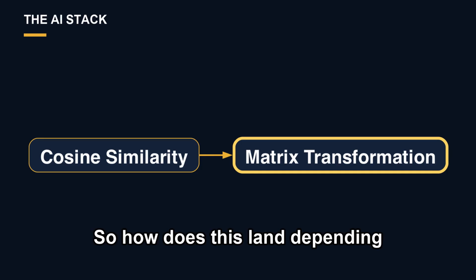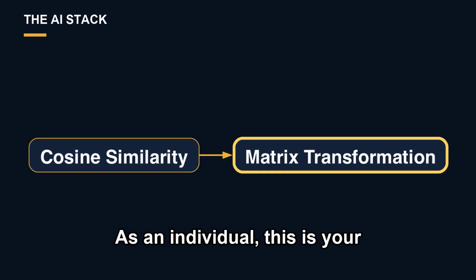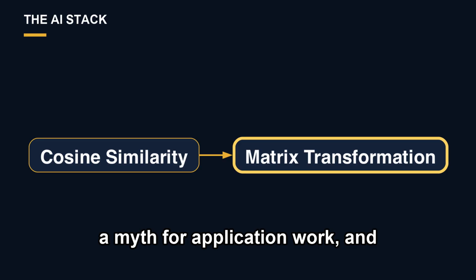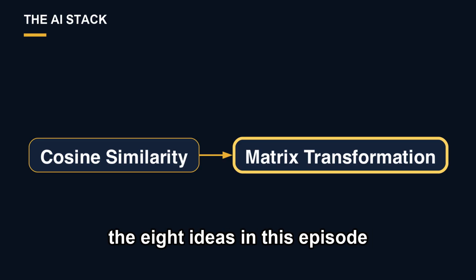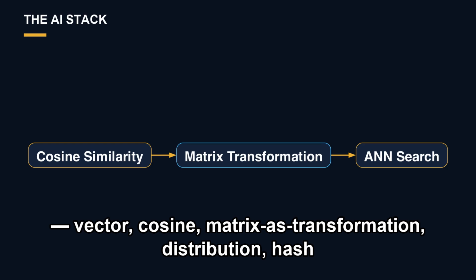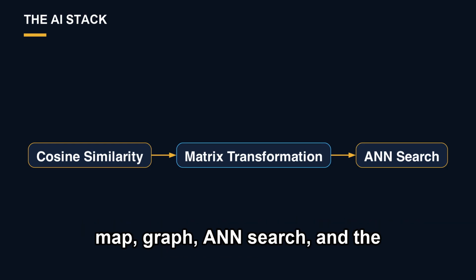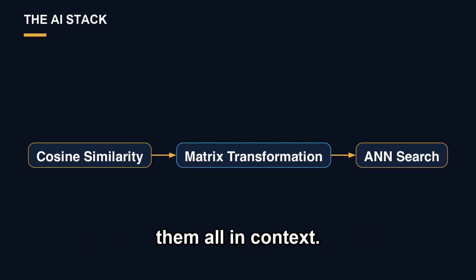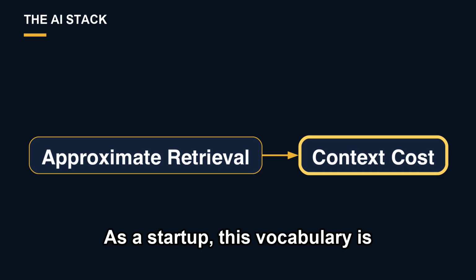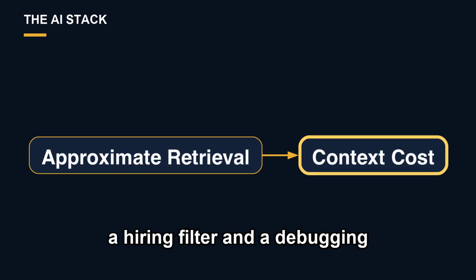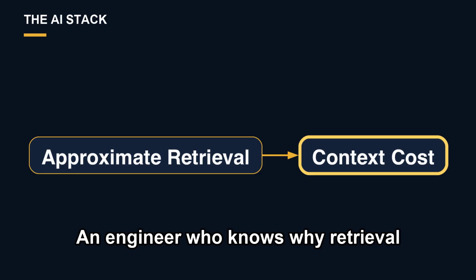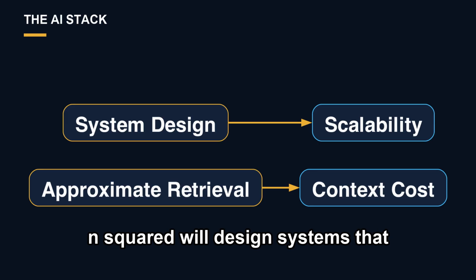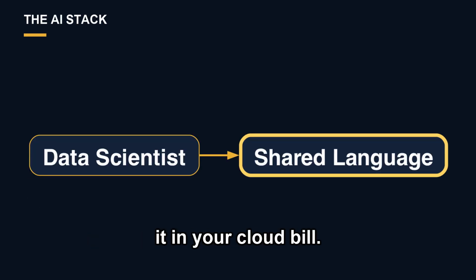So, how does this land depending on who you are? As an individual, this is your permission slip. The math wall is a myth for application work, and the 8 ideas in this episode: vector, cosine, matrix as transformation, distribution, hash map, graph, ANN search, and the n-squared reflex, are learnable in a weekend because you already met them all in context. As a startup, this vocabulary is a hiring filter and a debugging tool. An engineer who knows why retrieval is approximate and why context costs n-squared will design systems that scale. One who does not will discover it in your cloud bill.